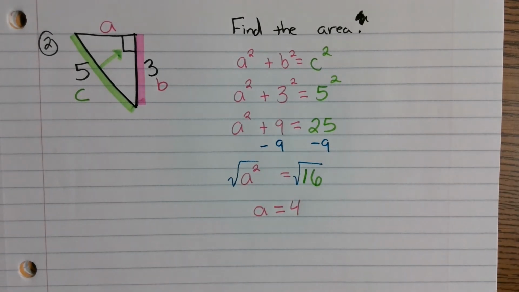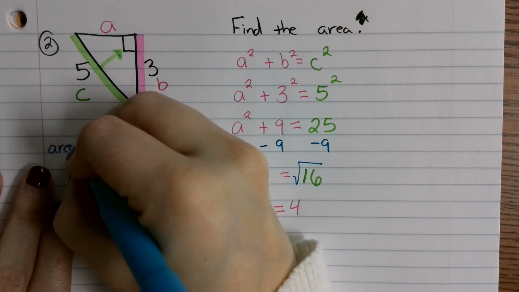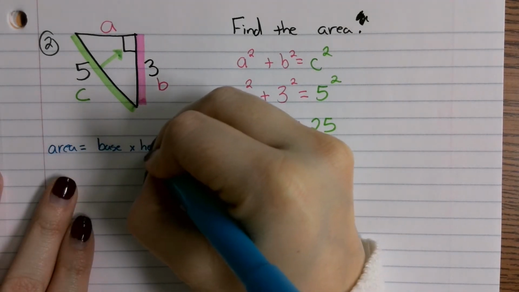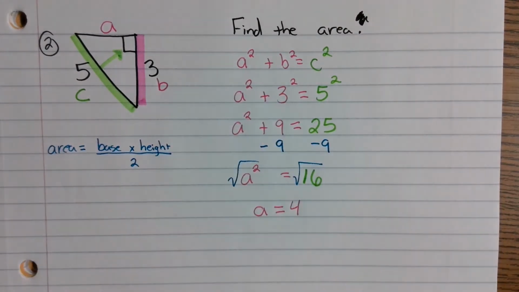But I'm not done, because what was the question? Find the area. Okay, so how do we find the area of a triangle again, Diego? Base times height divided by 2. Half the base times the height. So go ahead and write that down in case you've forgotten: you're just going to multiply your base and your height, and then divide that answer by 2.